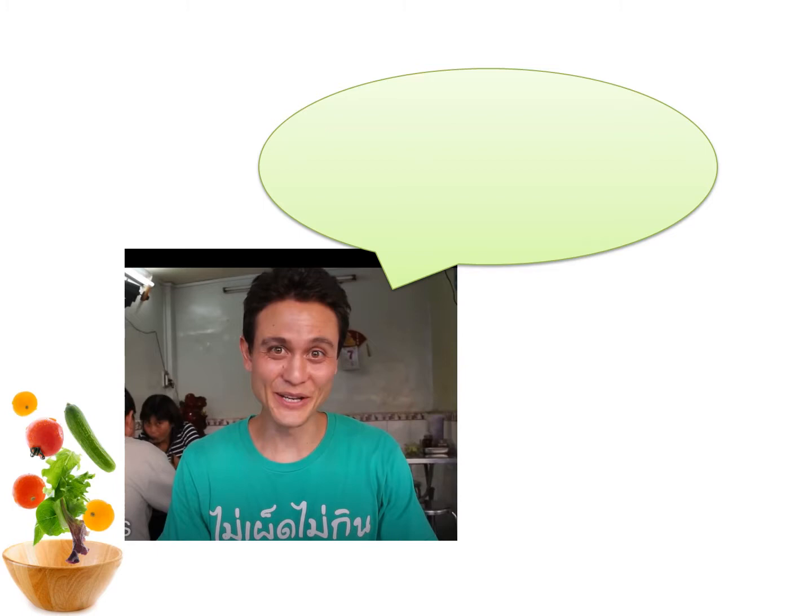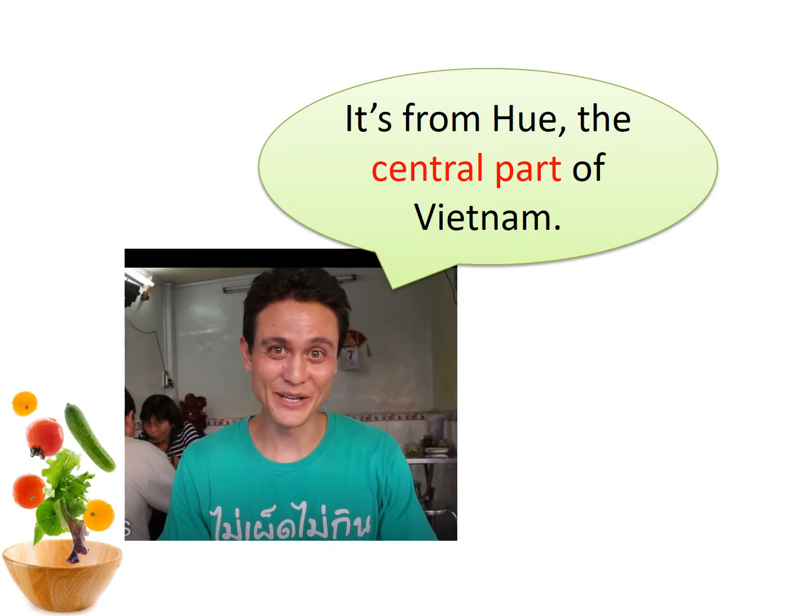If you watch Mark Nguyen's speech, you hear that he said, it's from Hue, the central part of Vietnam. So the correct answer for question number 1 is C, the central part of Vietnam. Now please log on to the online system to complete task 1 of the listening.